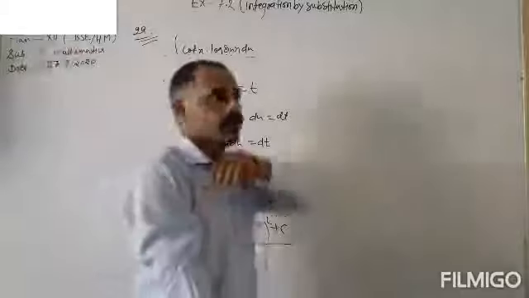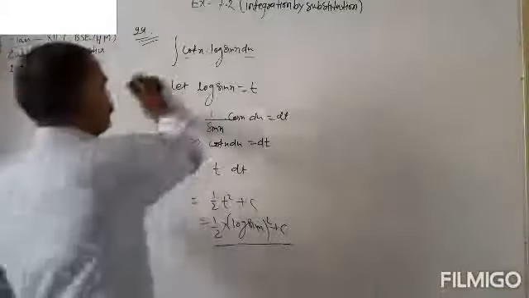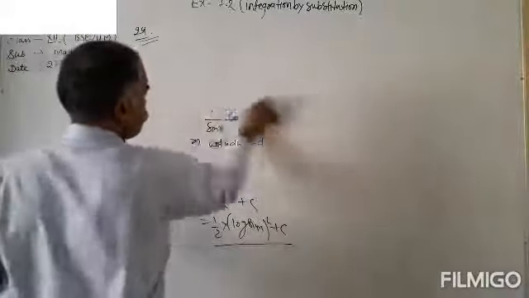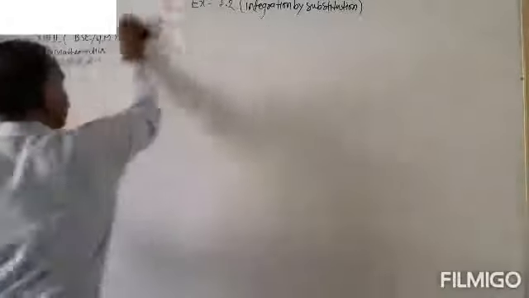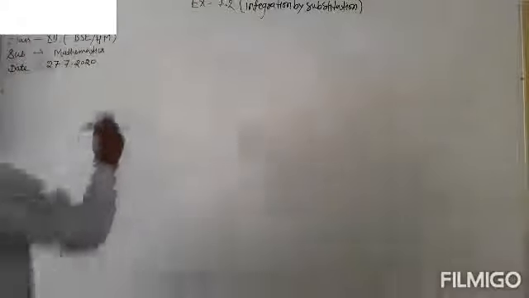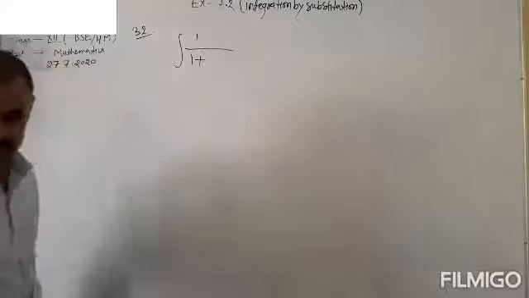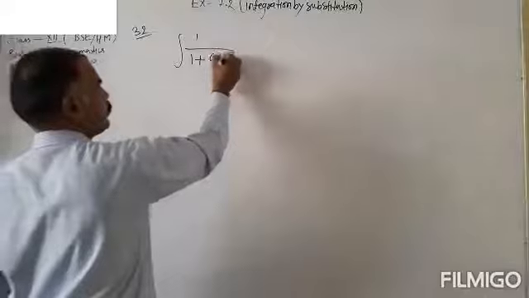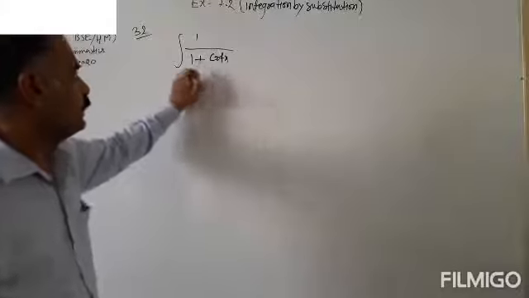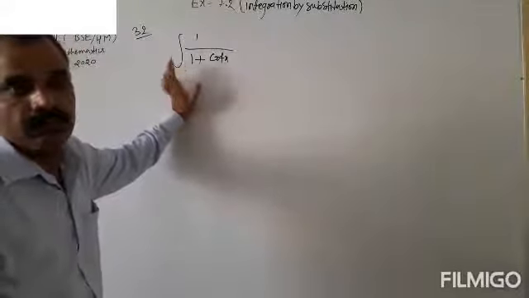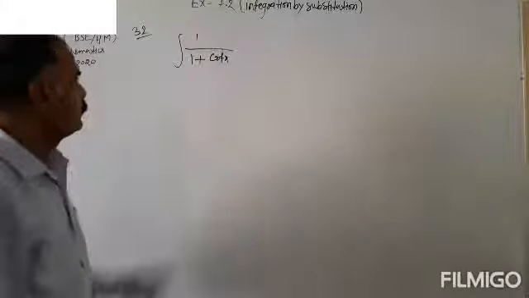Okay, now directly go to question number 32. There is some concept to learn. You can learn some concept from this question. Sometimes it may be cot x or tan x, or sometimes there may be a negative sign. So 1 plus or minus cot x, 1 plus or minus tan x. There are 4 questions like this.